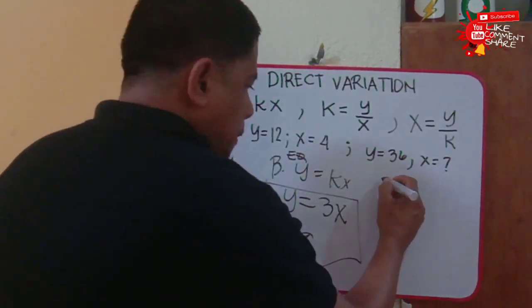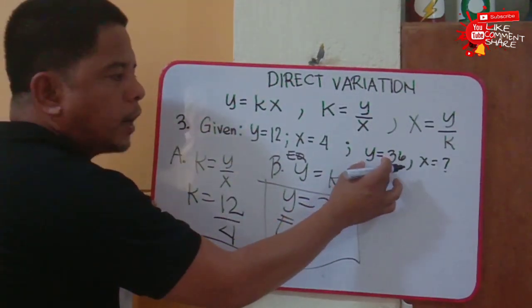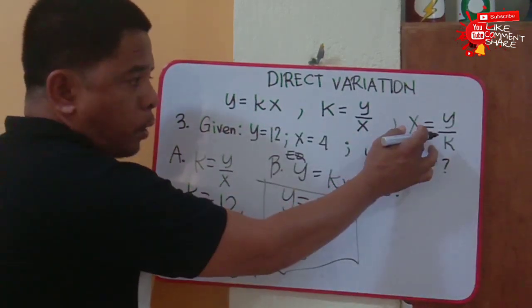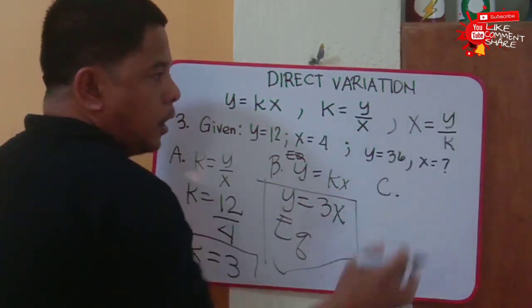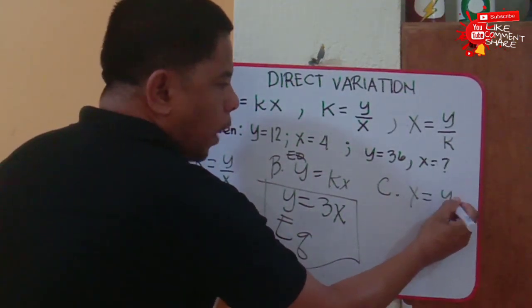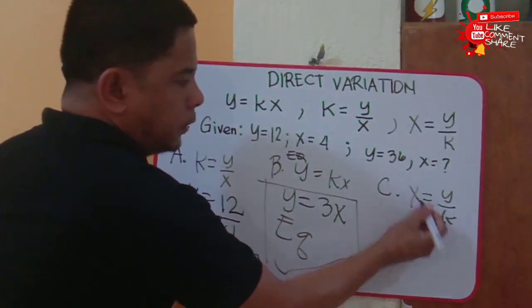And letter C. Okay. When y equals 36, what is the value of x? So, substitute lang. Ano po yung formula natin? X equals y over k. So, x equals y over k. Ito yung letter C sa question number 3.